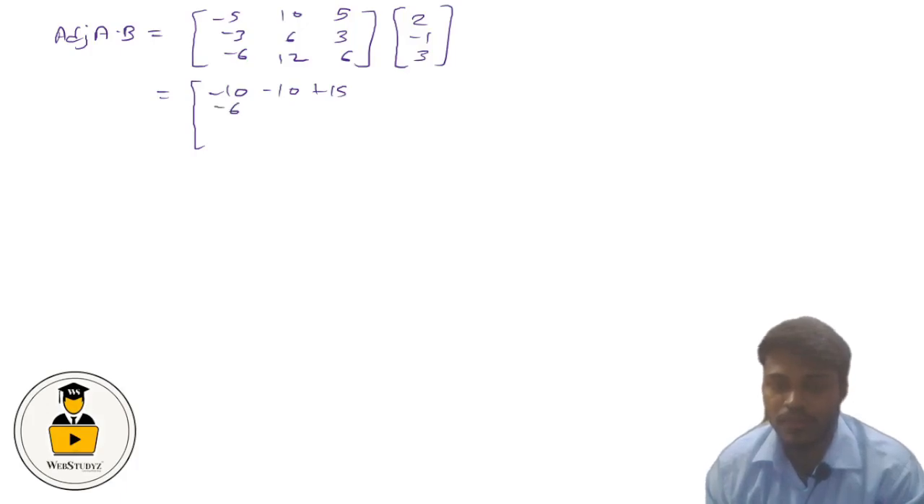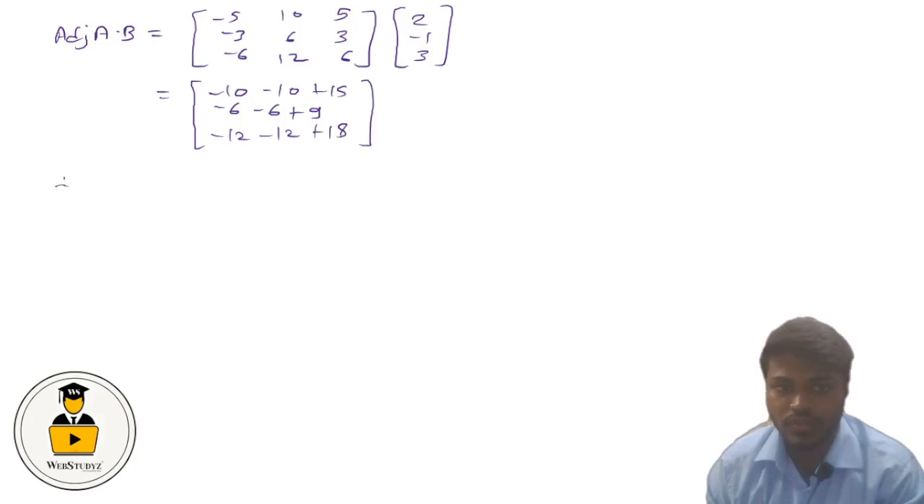Then this will be minus 3 into 2 will be minus 6. Then 6 into minus 1 will be minus 6. Then 3 into 3 is 9. So this is plus 9. Minus 6 into 2 is minus 12. 12 into minus 1 is minus 12. And 6 into 3 is 18.